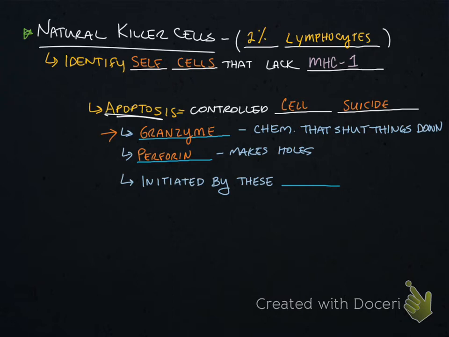Okay, so in addition, these natural killer cells, like I said, they identify self cells that lack MHC1s. Some viruses can actually come in and disable cells' MHC1s, and cancers can actually do this as well. That's how cancers will hide in the body.